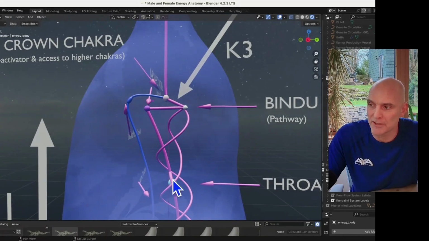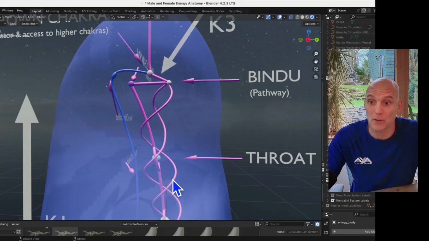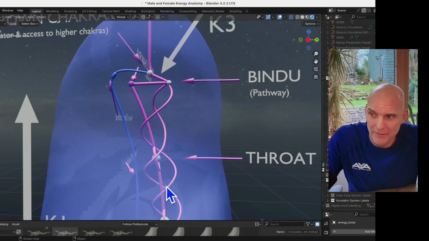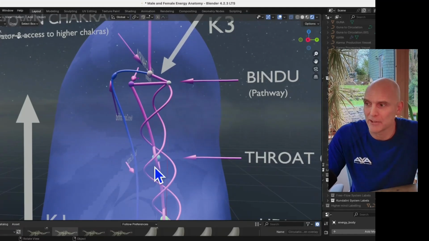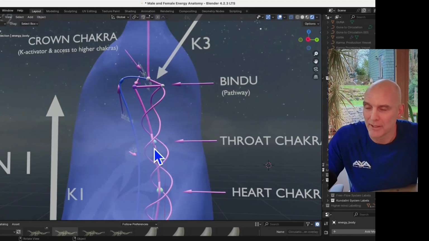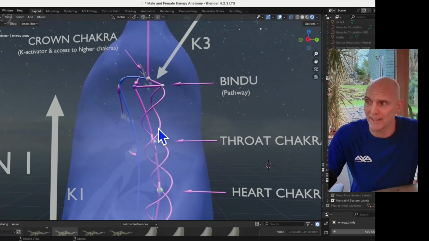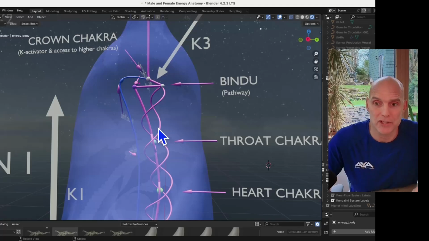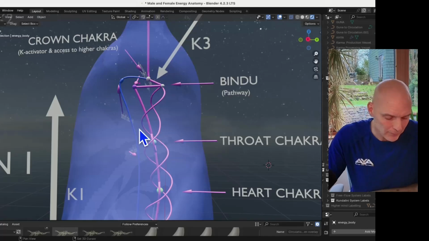So once it goes past the throat, that's it for emotion chakras. No more emotion chakras after that, which means no more blockages. And once that's happened, those chakras can never get blocked up again. Ever. Once K1 is passed, no more chakra blockages, which is good news.